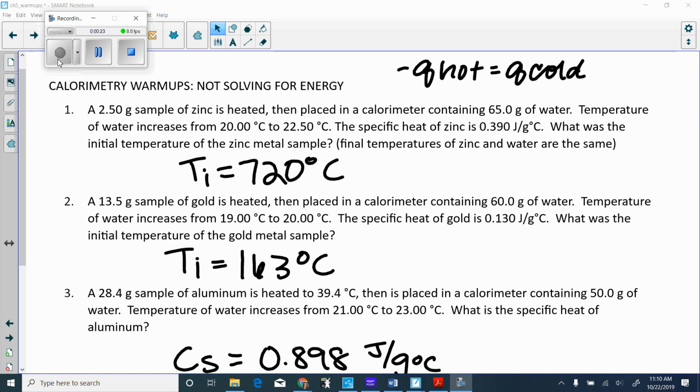There's going to be tons of variables. You're plugging in the Q equals MCΔT, setting them equal to each other, like being good at 4th grade algebra where you have to distribute and solve for variables, okay?